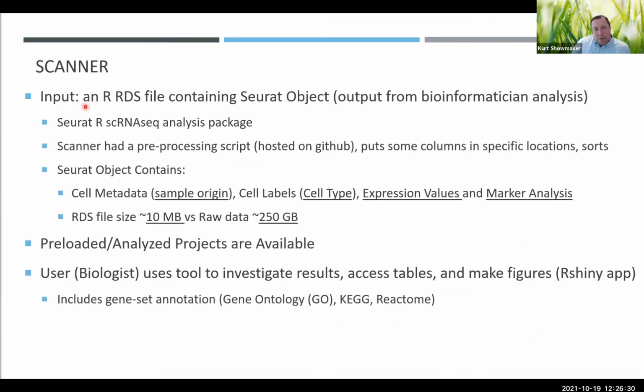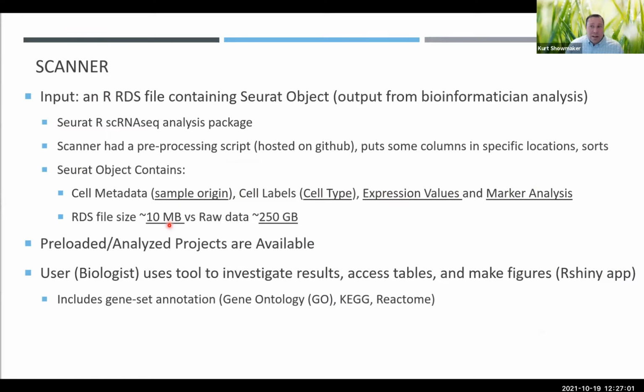The scanner app, again, runs on an RDS file. So you run Seurat just like you normally would, and you export an RDS file. You run a little bit of a scanner-specific script to make sure the columns are in the right spots inside the RDS file, the Seurat object. And this Seurat object contains the sample, the cell metadata, the sample origins, the cell labels, what types of cells we've predicted they are, the gene expression, and the marker analysis.